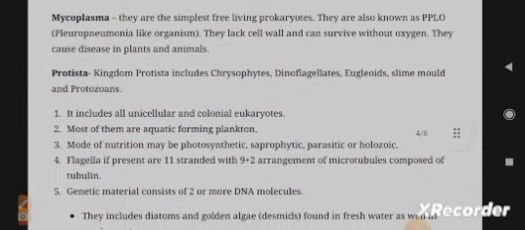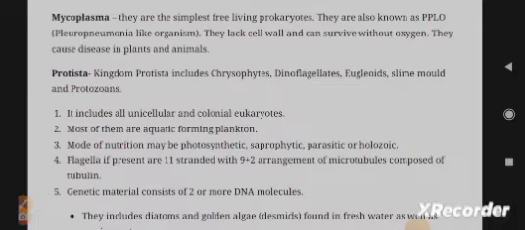Now mycoplasma. As I have told, they are the smallest cells. Mycoplasma are the simplest free-living prokaryotes. They are also known as PPLO or pleuropneumonia-like organisms. They lack a cell wall and can survive without oxygen. They cause disease in plants and animals. I don't like them for this, but they have to cause disease in plants and animals, right? But this is their work.